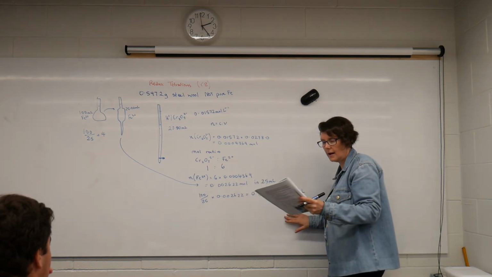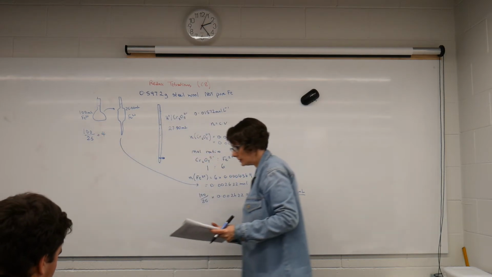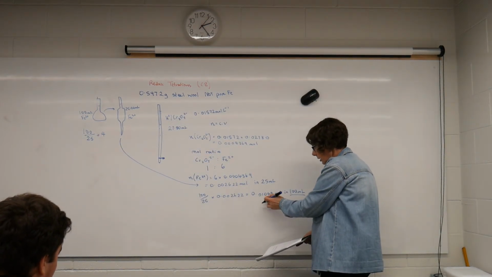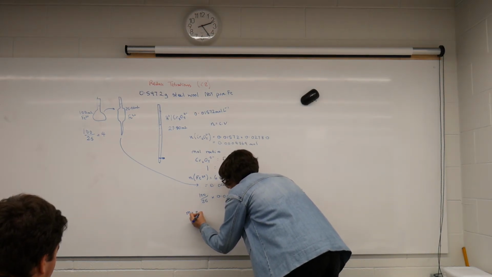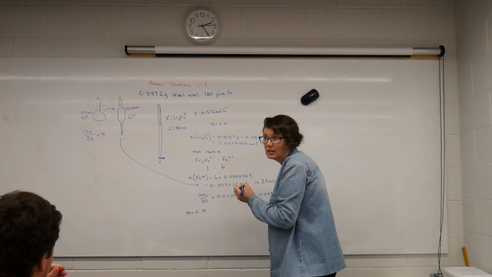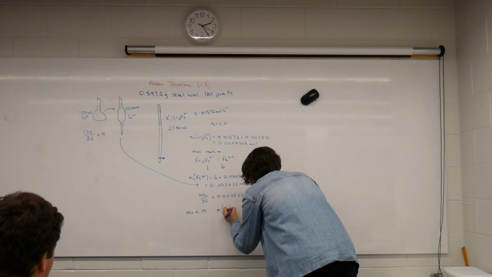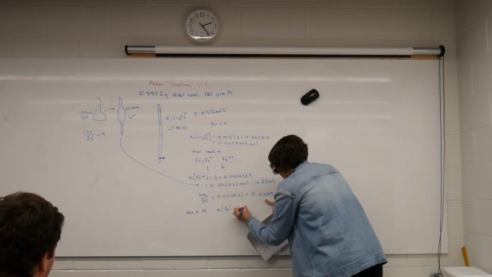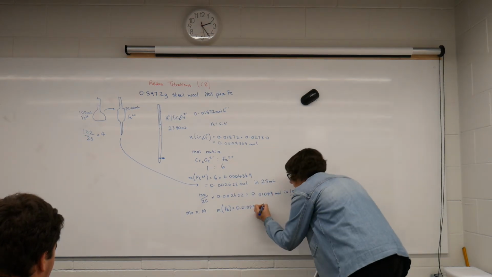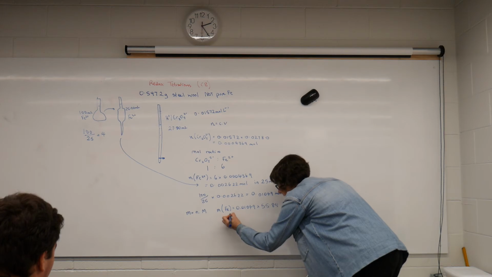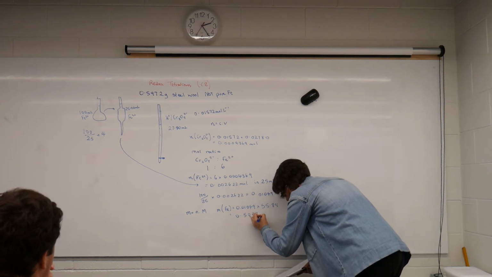Now we know how much we have in the whole original sample, we can work out the mass. We know how many moles we have, so our sample mass will equal moles times molar mass, which in this case is atomic mass. So our mass of iron will equal this many moles, multiplied by the atomic mass of iron, 55.85, which gives 0.5857 grams.